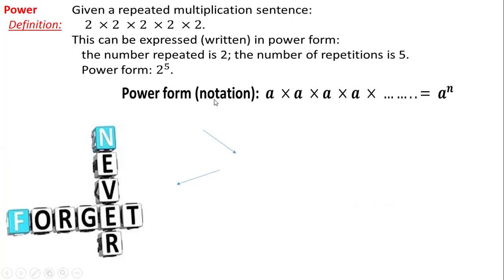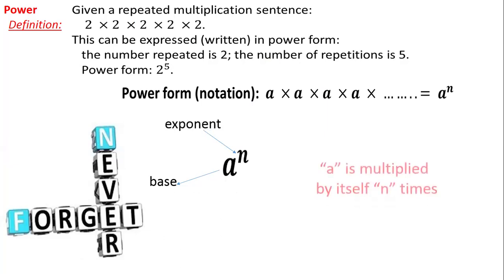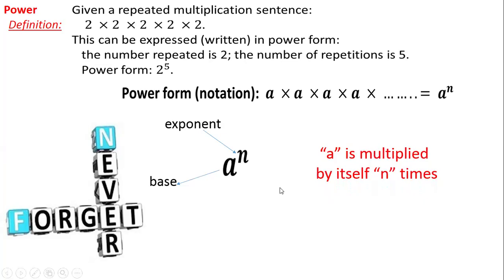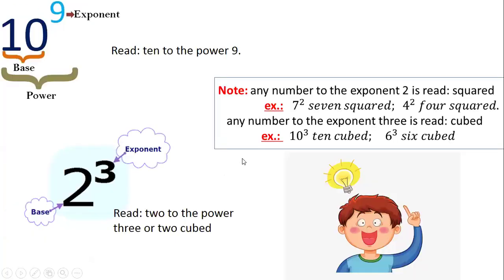Power form or notation. Any repeated multiplication sentence, whatever the number is, I express it as A. So A times A times A times A is equal to A to the power N. Now, A to the power N, what do we call A? A is called the base. Always the number down, we call it the base, and the number above it, which is N, we call it the exponent. How do we express this? We say A, which is the base, is multiplied by itself N times as the exponent.